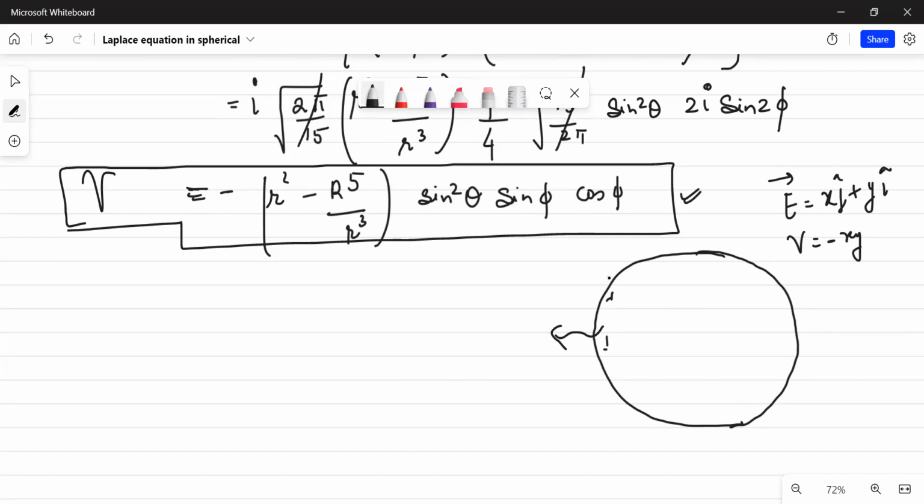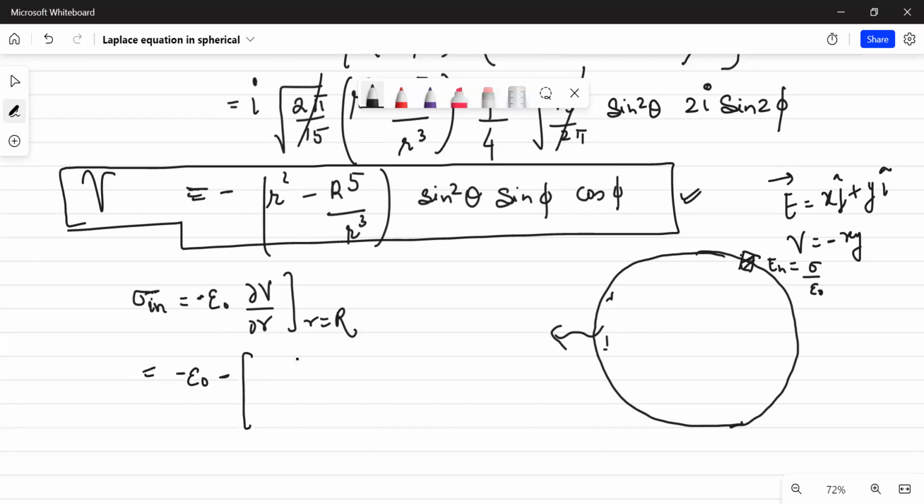So we know that this is a conductor. Anywhere near the conductor, we know that electric field normal component is given by sigma upon epsilon naught. And from here, I can find what will be the induced distribution: sigma would be epsilon naught, I think, minus del V upon del R at R equals R. So this is what I have to do. So it will be minus epsilon naught. Del V upon del R would be minus. Again, minus will become plus. Let me write plus here.